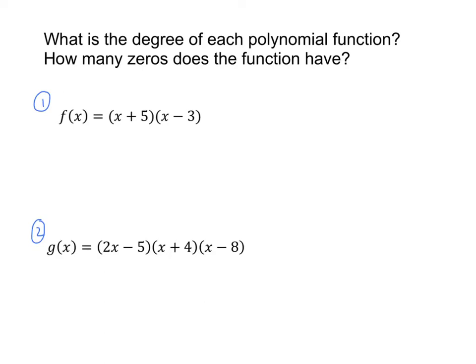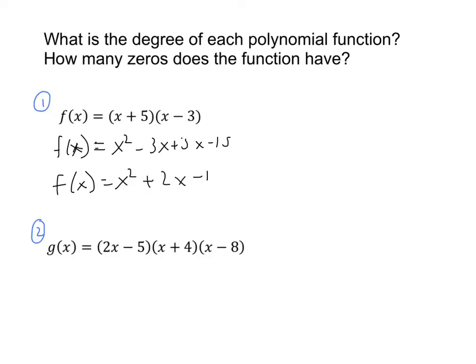Alright, let's look at the first one. We have f of x is equal to x plus 5 times x minus 3. So what's the degree of this polynomial? Well, if we were to multiply this out, we would get x squared minus 3x plus 5x minus 15. And so that simplifies to f of x is equal to x squared plus 2x minus 15.